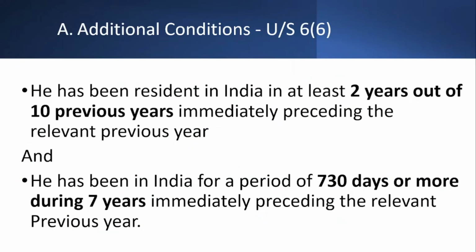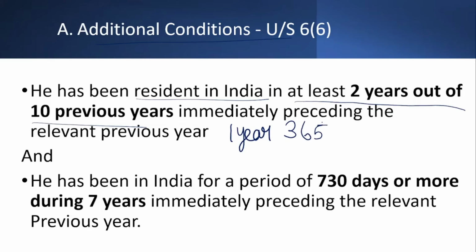Now to decide whether the person is an ordinary resident or not an ordinary resident, we take up the additional rules. What the additional rules say is that he has been resident in India at least 2 years out of 10 previous years. So in 1 year, how many days do we have? We have 365 days. Into 2 years means 730 days.